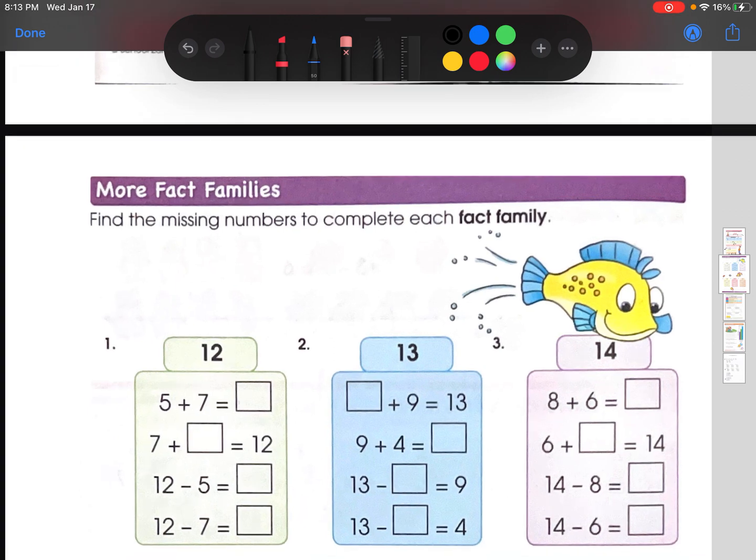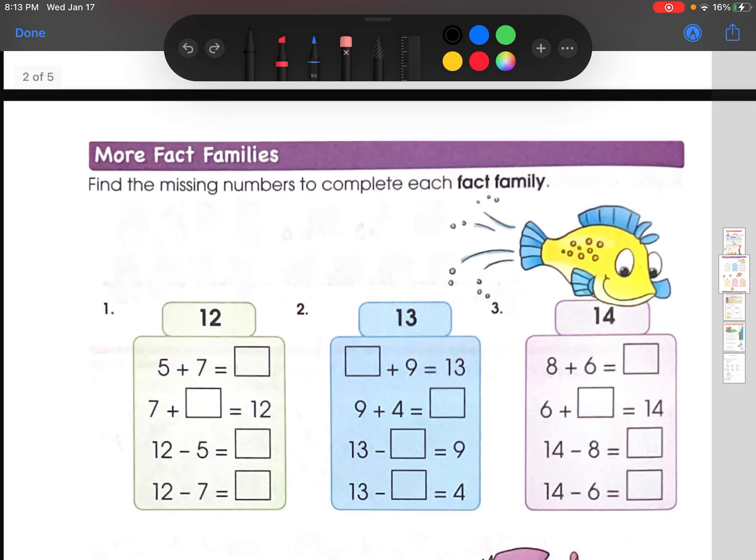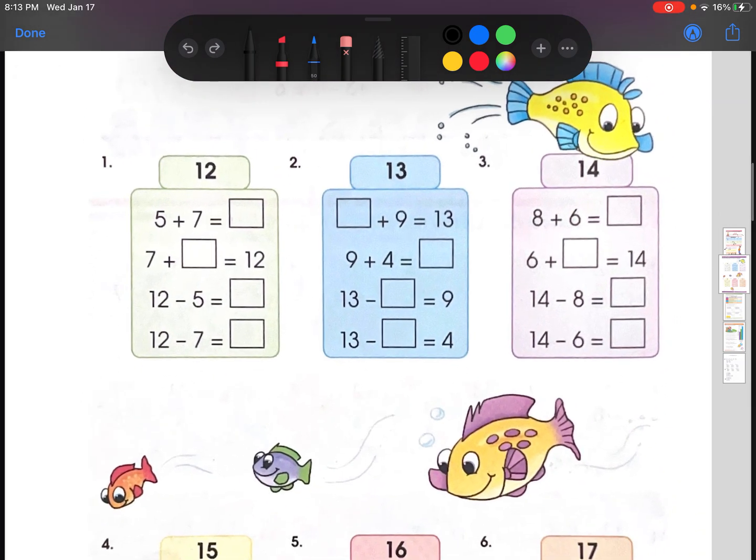Find the missing numbers to complete each fact family. We know what fact families are. We've gone over these before. Let's just start with number 1. This is the fact family of 12, right? So here, I'll highlight it, 12.